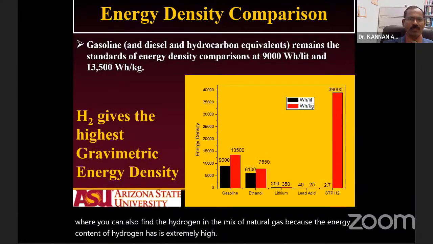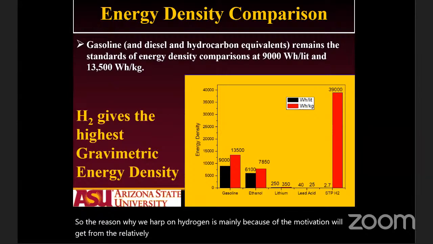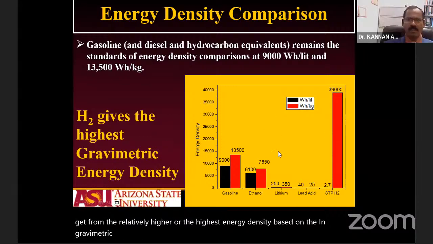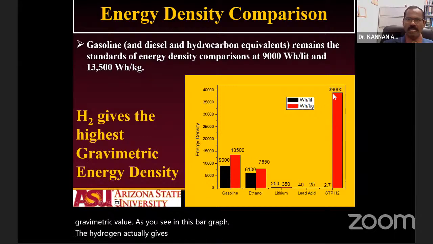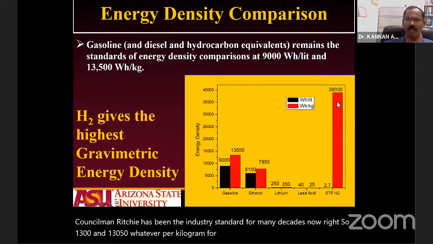So the reason why we harp on hydrogen is mainly because of the motivation we get from the relatively higher, or the highest, energy density based on the gravimetric value. As you see in this bar graph, hydrogen actually gives you almost 3 times the energy density of gasoline, which has been the industry standard for many decades now, right? So 1350 watt-hour per kilogram for gasoline, whereas for hydrogen it is 39,000 watt-hour per kilogram.